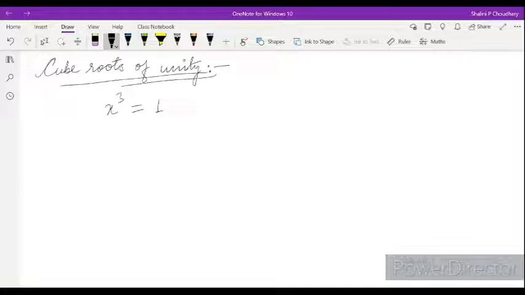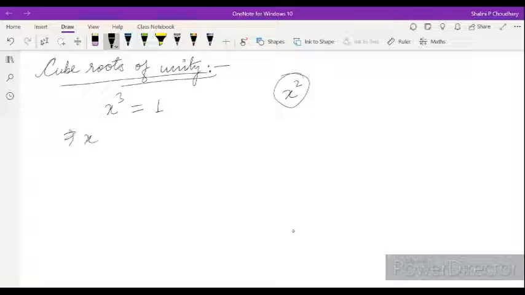So cube root, there will be 3 roots of x. So that 3 roots we have to find out, because in a quadratic equation, x square, the power of x is 2, so how many solutions are there? There will be 2 roots of x. Similarly, when the power of x is 3, there will be 3 roots of x. Okay, so x cube is equal to 1.